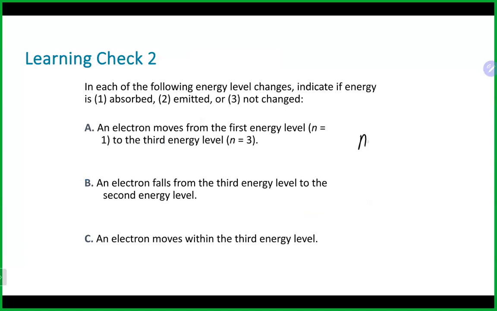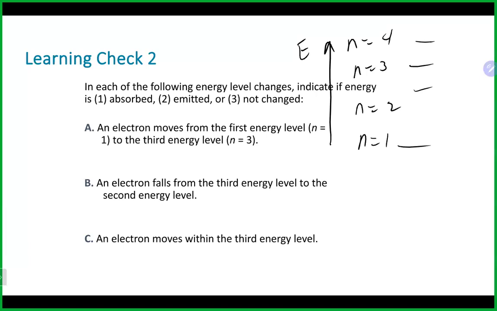So basically, n equals 1 is here, right? N equals 2, n equals 3, n equals 4. And again, energy is increasing as we go this way. So we're basically starting at n equals 1, and we're going to end up at n equals 3. So it went up in energy, right? So it had to absorb the energy in this case to do that.